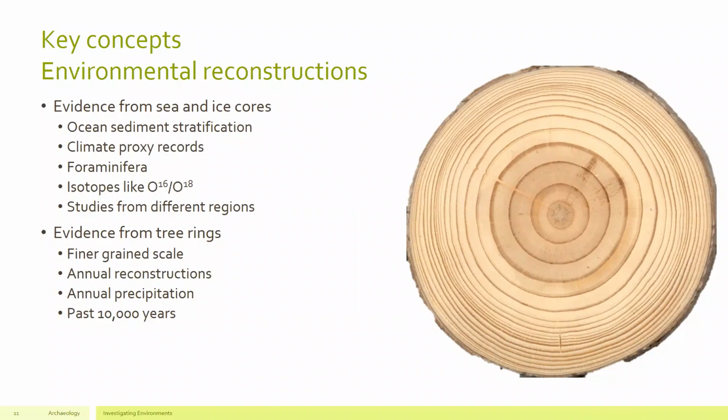Evidence from tree rings are finer grained in scale, annual constructions. They're laid out every year. They tell us annual precipitation, and they're excellent chronological markers used as a calibration tool for the radiocarbon method that would allow us to go back further in time. Really the longest dendrochronological record, or tree ring record, goes back about 10,000 years.